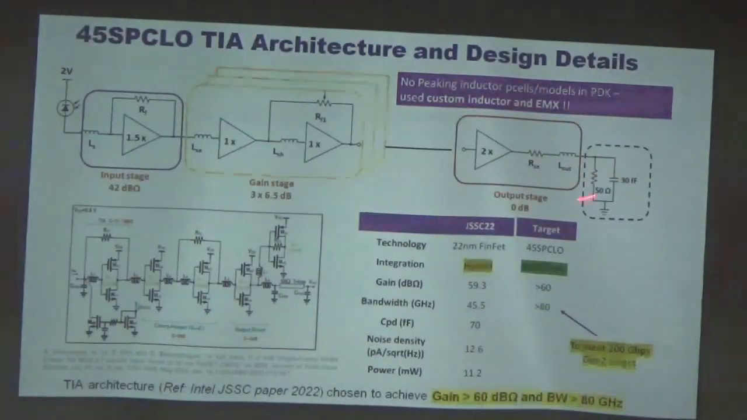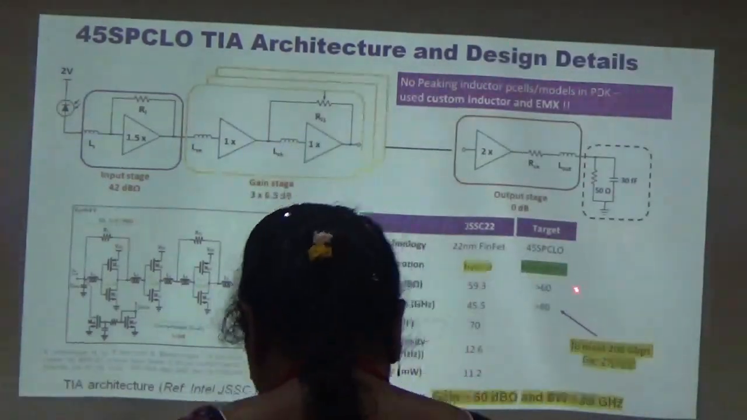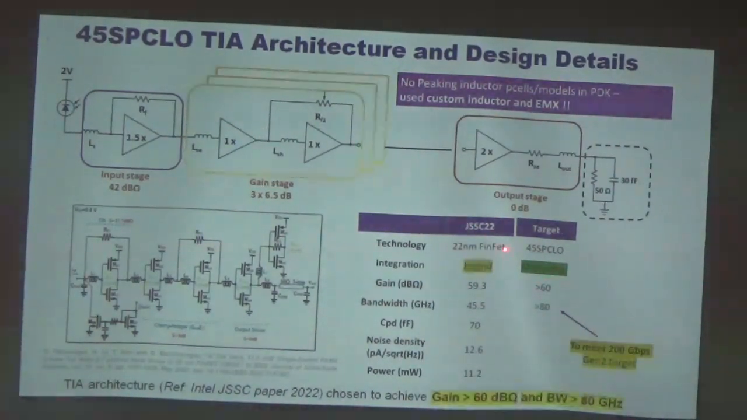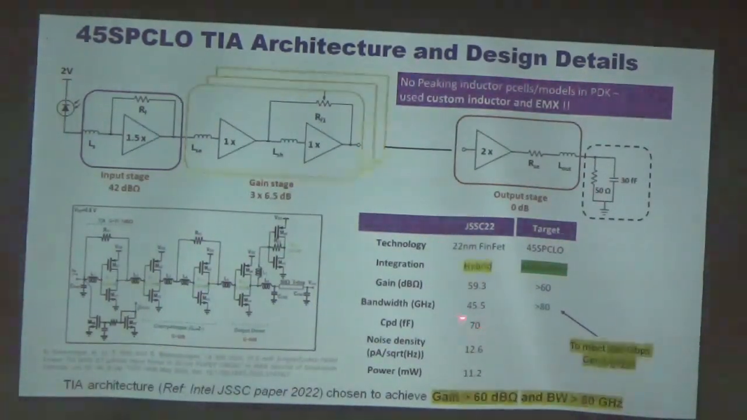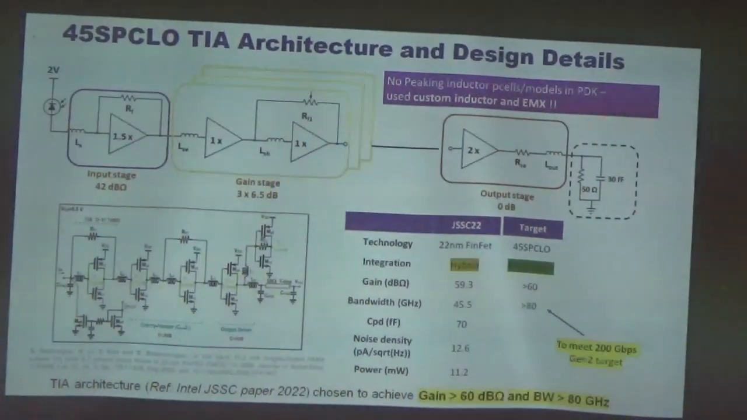This is one TIA, or transimpedance amplifier, we fabricated during my industry time. It has a very short feedback. The TIA includes the input stage, a couple of gain stages, and an output stage. We compared hybrid versus monolithic, and we achieved a higher bandwidth because of lesser parasitics on the monolithic side. On 22 nanometer FinFET, because of higher parasitics, they still get lesser bandwidth. This is how we demonstrated this technology at GlobalFoundries.